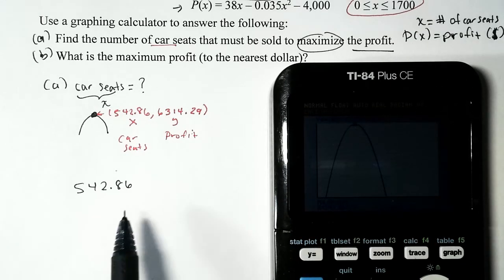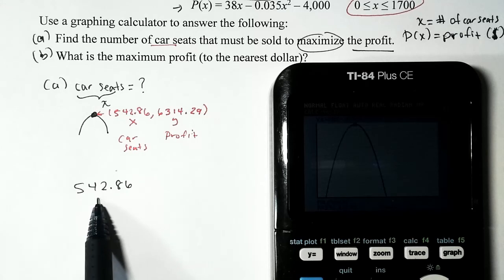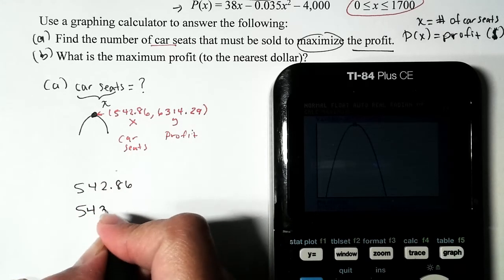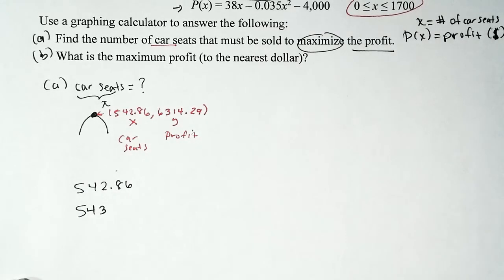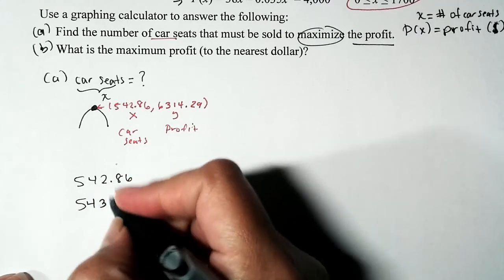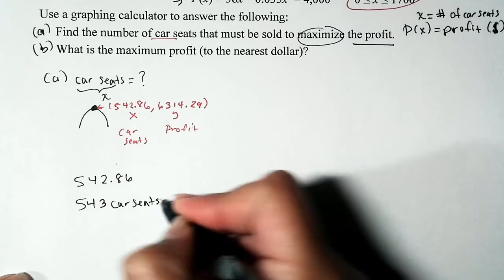We're going to round up, not because this rounds to 543, but if we round down to 542, we're not going to make enough. We need at least 542.86. So in this case, we are going to round up, not because the math says so. Always round up. So in this case, we need 543 car seats. Fantastic. That was a doozy.